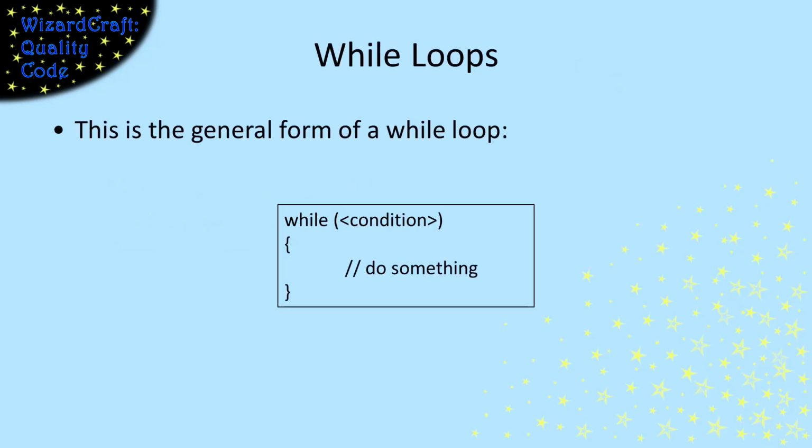This is the general structure of a while loop. When this runs, the condition is evaluated. If it's true, the stuff inside the loop happens. And then we go back to the top and evaluate the condition again. That continues until the condition evaluates to false, at which point execution continues beyond the end of the while loop.